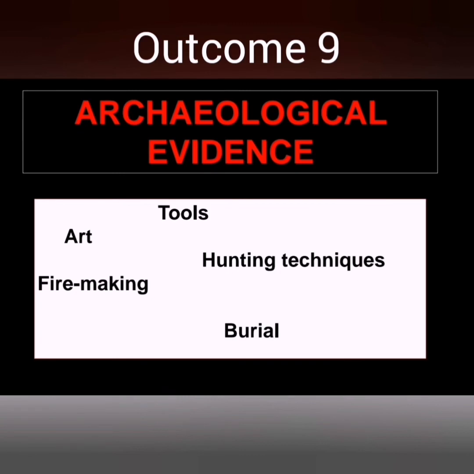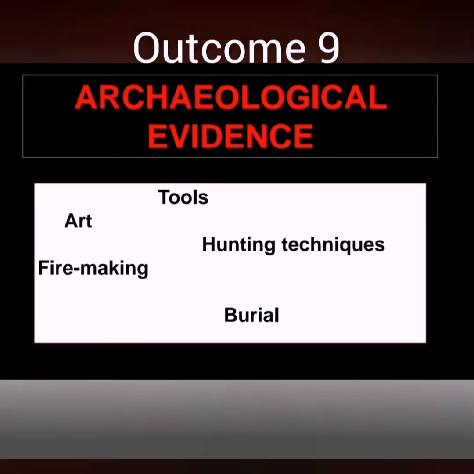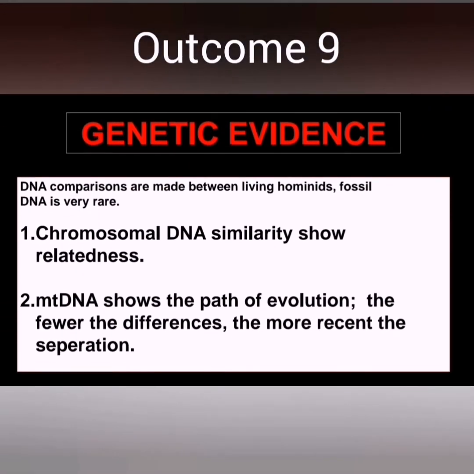Then besides the fossil evidence, there's a huge amount of archaeological evidence. So the fact that humans make tools or use tools, have art, can make fire, have burial rituals, various hunting techniques, all make us different and more intelligent than apes.